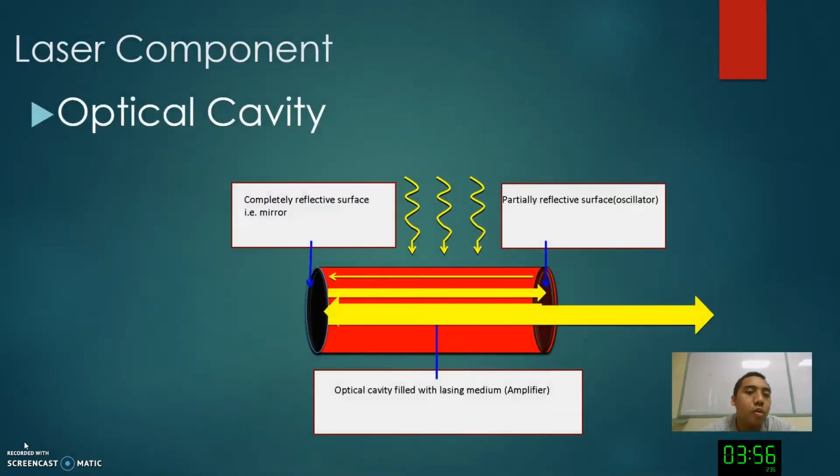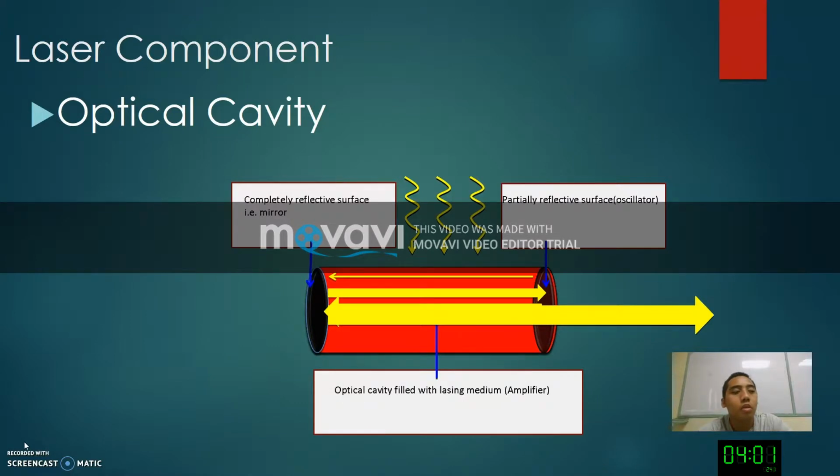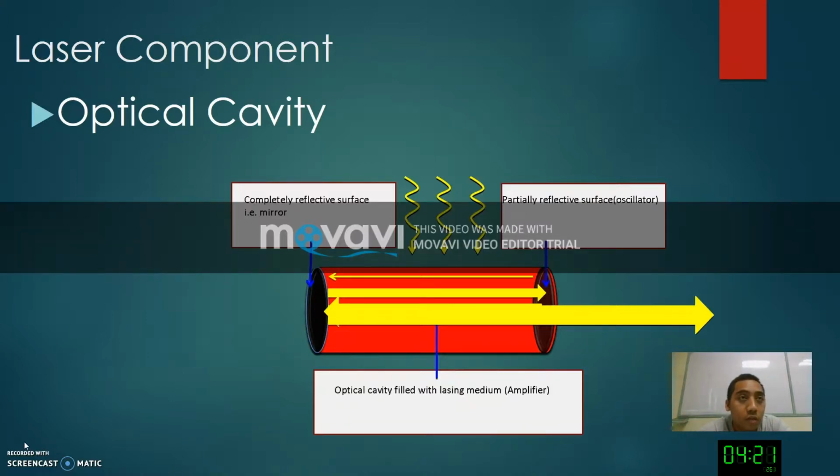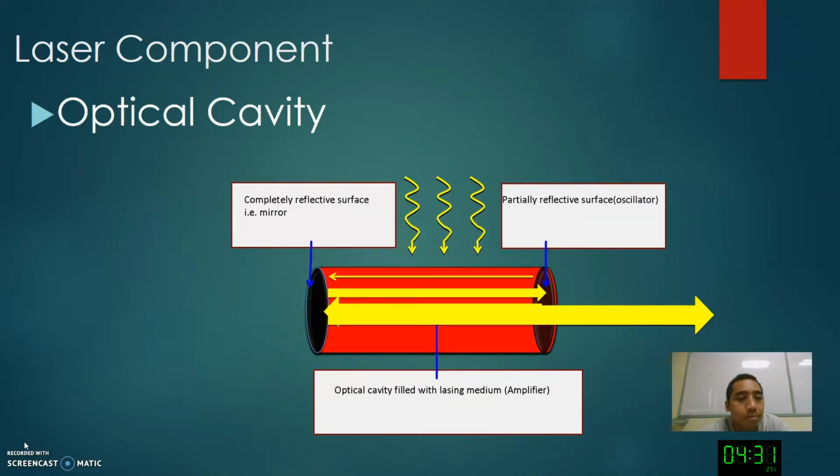The next component is the optical cavity. The optical cavity usually comprises two reflective surfaces. One is a completely reflective surface, another is a partially reflective surface, also known as the output coupler. Inside this optical cavity, we place the lasing material and connect it to the excitation mechanism.